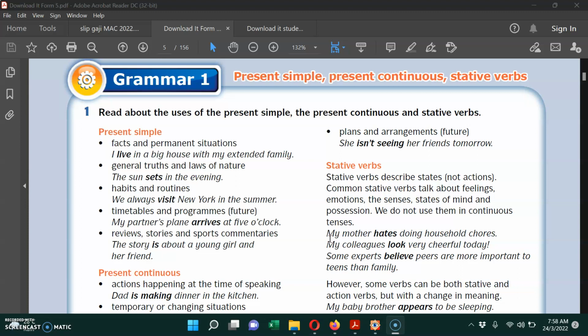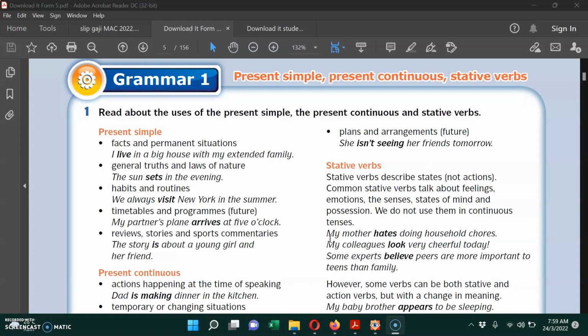Next one, when we write reviews, ulasan, stories and sports commentaries, ulasan sukan. Okay? The story is about a young girl and her friend. Cerita itu tentang seorang budak perempuan dan kawannya. Jadi bila kamu membuat ulasan buku, kena gunakan present tense.